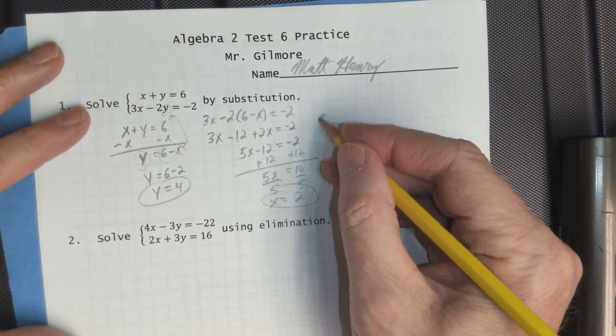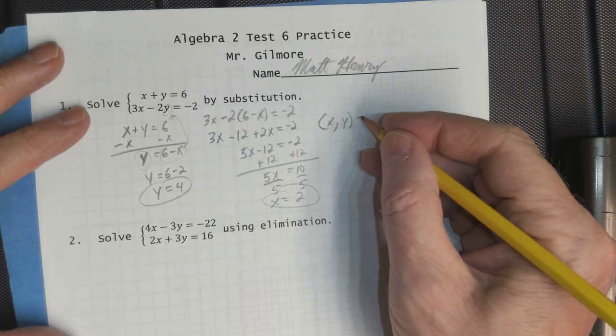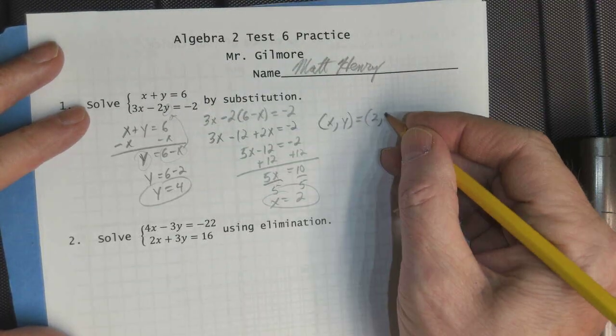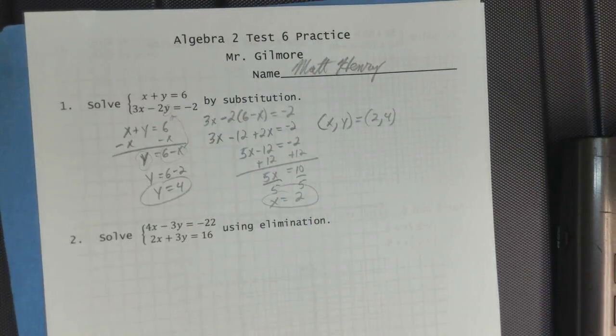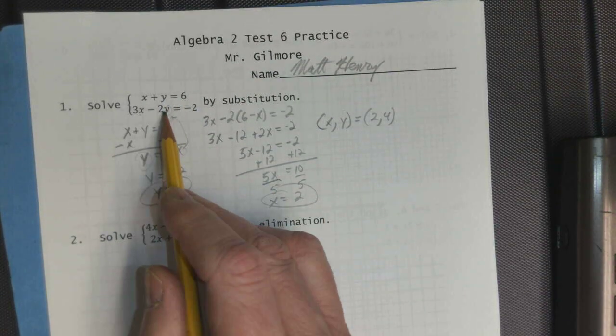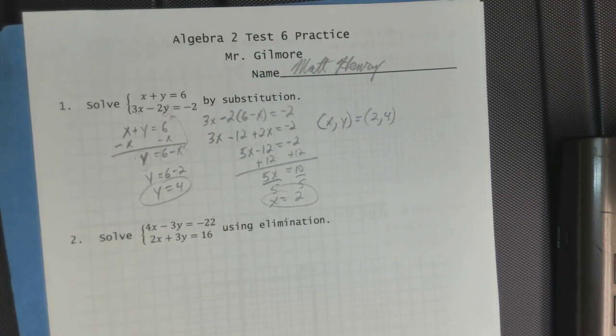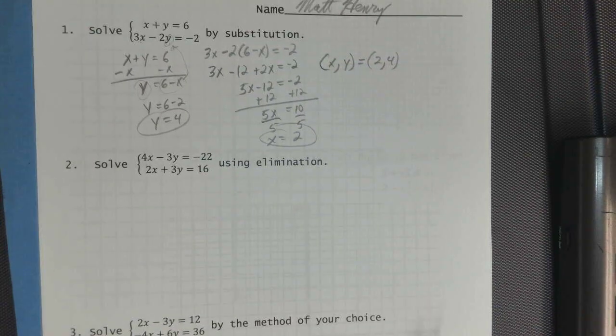All right, it's always a good idea to check your work. 2 plus 4 is 6. 3 times 2 is 6. 2 times 4 is 8. 6 minus 8 is negative 2, so I feel good about that.